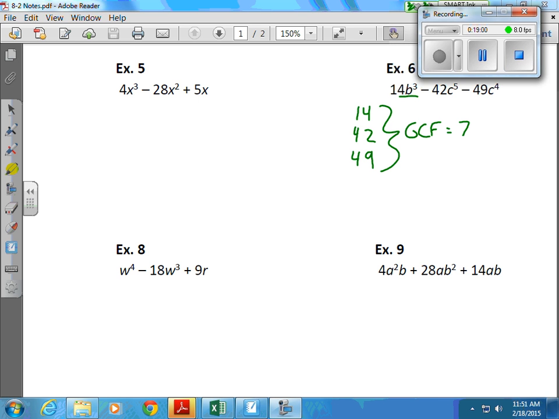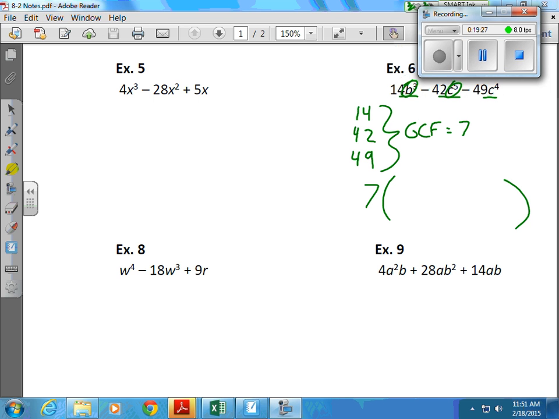Now go through and look at your letters. Do they have any letters in common? No. They don't all have a b, and they don't all have a c. So there is no letter that I can divide. There is no variable that I can divide out from every single term. So 7 is my GCF of all three terms.